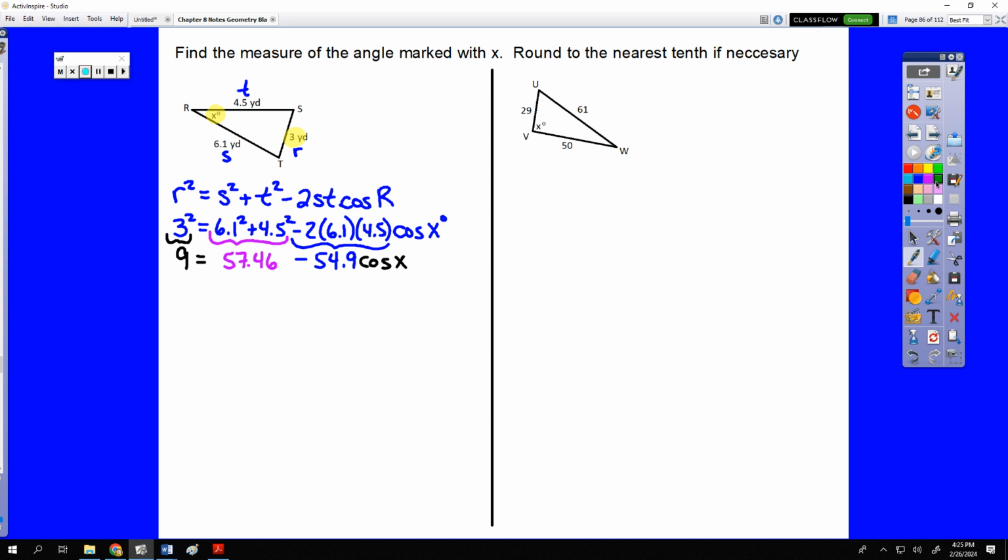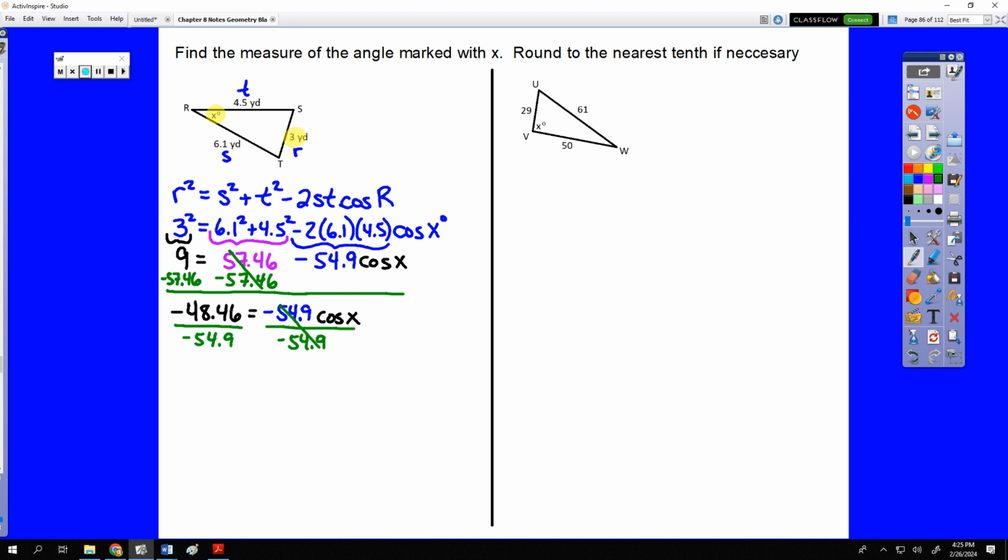Then, same as the others, subtract 57.46 from each side. A little bit tight on the space there. So 9 minus 57.46 is negative 48.46 equals negative 54.9 times the cosine of x. Then we divide by negative 54.9, same steps as the other two examples.